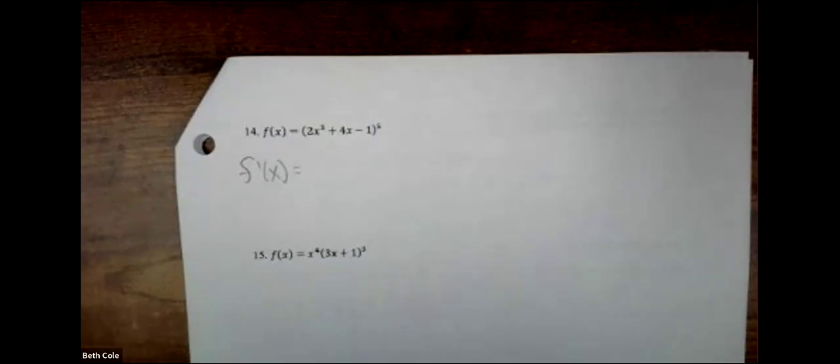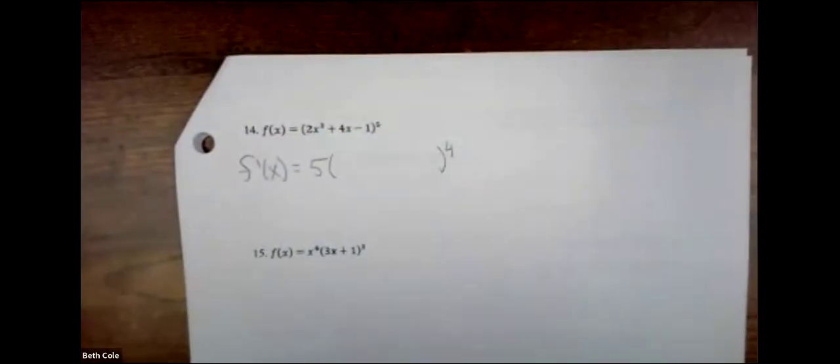All right, your outside function for number 14 is the 5th power. The inside is the stuff in parentheses. So usually, chain rule is going to have parentheses. You're going to have stuff that's inside. So you're going to bring the 5 down, and it's going to drop to a 4. Do you see how I left a big old blank? The guts stays the same.